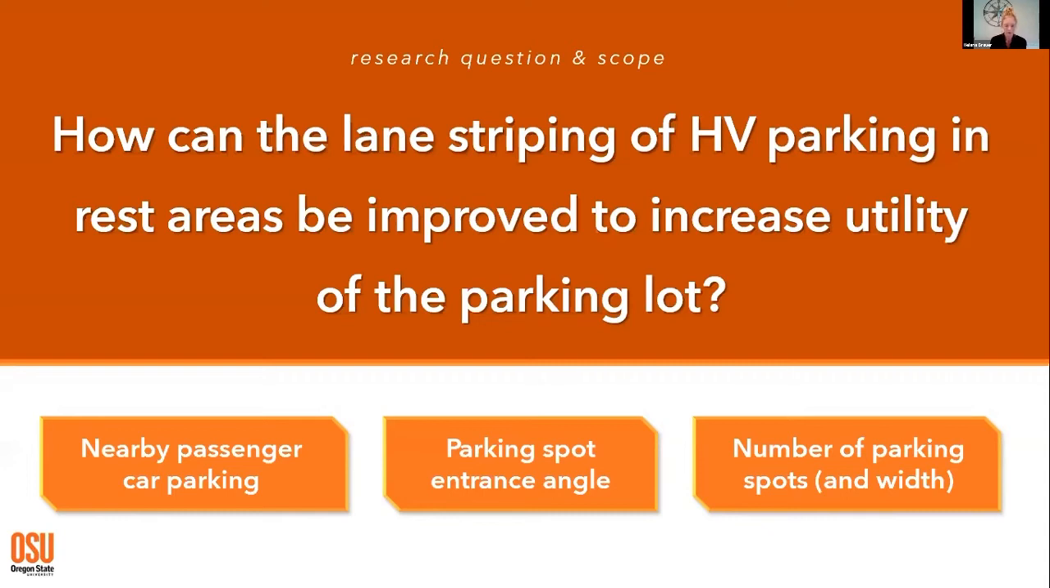We have 3 independent variables of interest that we explored. First would be the nearby passenger car parking, so the presence of adjacent passenger car parking. Second would be the parking spot entrance angle. And lastly, the number of parking spots and their width.